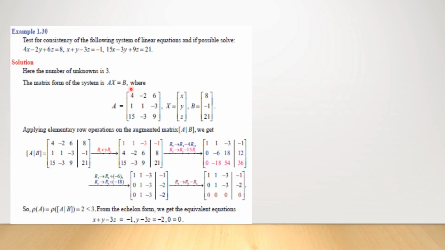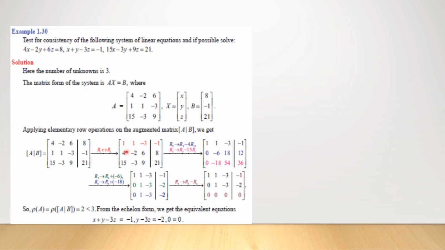Ax equal to b. Here A is the coefficient matrix, x is the variable matrix, b is the constant matrix. Next you have to apply the elementary row operations to the augmented matrix A, B. In that, first you have to make the first row first element non-zero. Here they will make that 1 by interchanging R2 and R1.